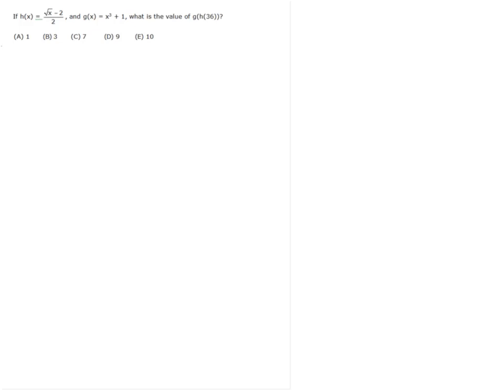Okay, I see we have a few answers up on the screen, and so we can go through this. The name of a question like this is a compound function. Technically, what we're doing is taking the function equation of h of x and using an input of 36. The first thing we're going to do is get an output for that. So we're being super technical here. We're saying h of 36 equals the square root of 36 minus 2, over 2. If we do that out, that gives us 6 minus 2 over 2, or a value of 2.